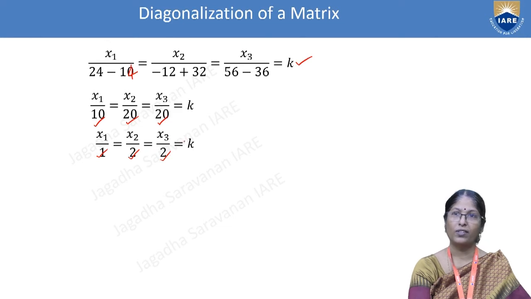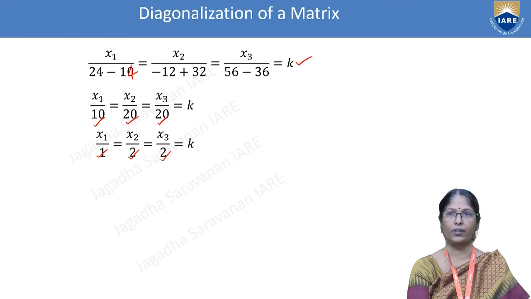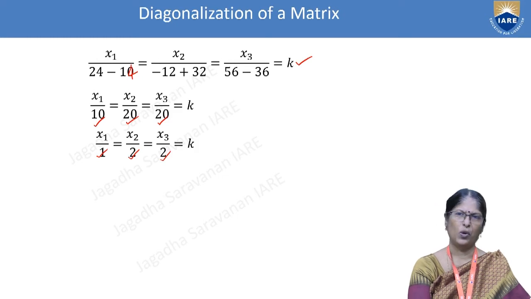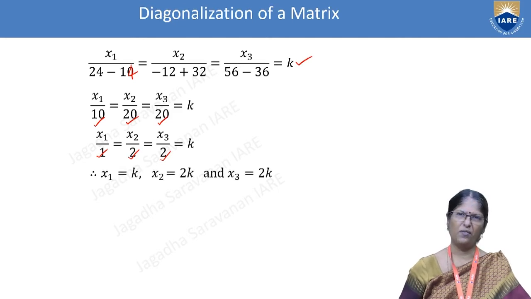What is this k? K is nothing but an arbitrary constant. We can assign various values to this k, but it still remains unaffected by the changes in the value of the variable. That is an arbitrary constant. So we can take any values.